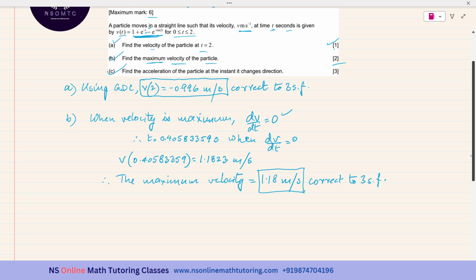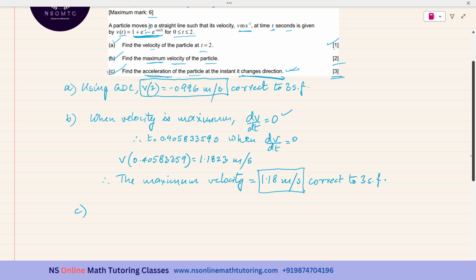Now, part C. Find the acceleration of the particle at the instant it changes direction. It carries 3 marks. Now, when the particle changes its direction, v of t is equal to 0. The velocity value is equal to 0. So, I can again solve the equation for v of t equal to 0 and I get the time, and then I can find the dv by dt value, that is the acceleration value at that instant. I'll be doing that.